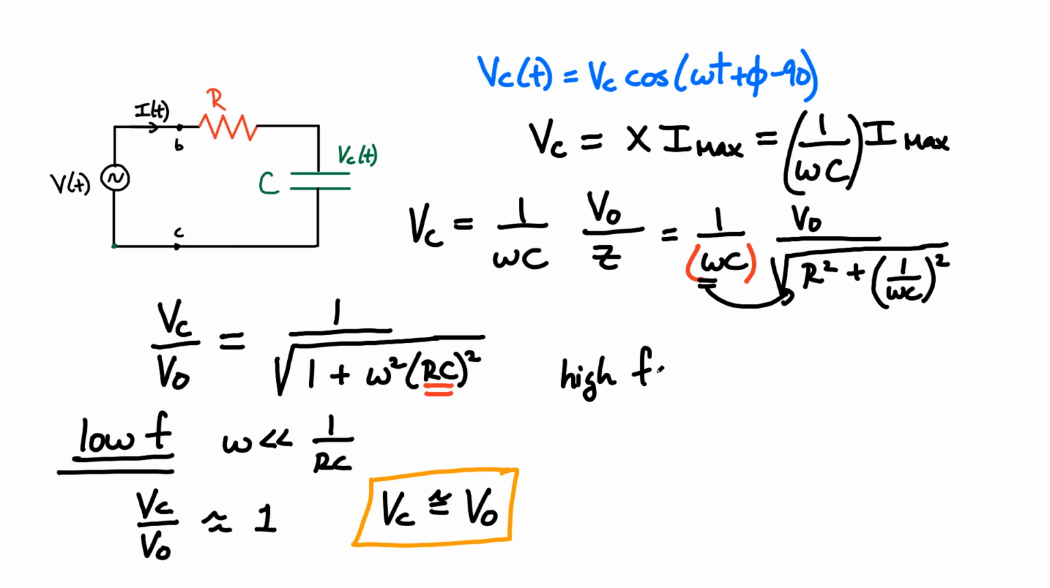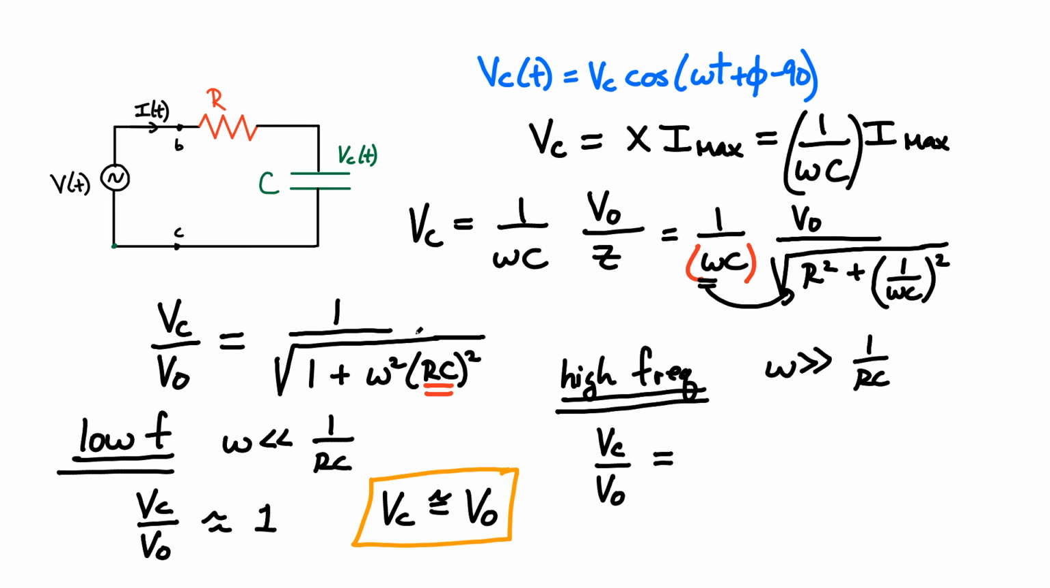High frequency. So that's the opposite limit now. Our omega is going to be very big. In the high frequency limit, again, we're looking at the ratio of the voltage across the capacitor with respect to that driving voltage. In that limit, basically you could forget about this number 1 here, and high frequency would be omega much, much bigger than this 1 over RC.